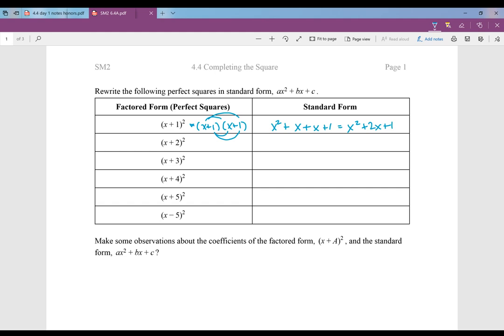Okay, so do that with the rest of these and then make some observations about the coefficients of the factored form and the standard form. So coefficients are the numbers in front of the variables, so a, b, and c.